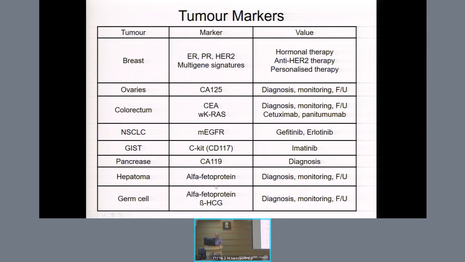In liver cancer, alpha-fetoprotein is a marker we use. In germ cell tumors, alpha-fetoprotein and beta human chorionic gonadotrophic hormone are important.